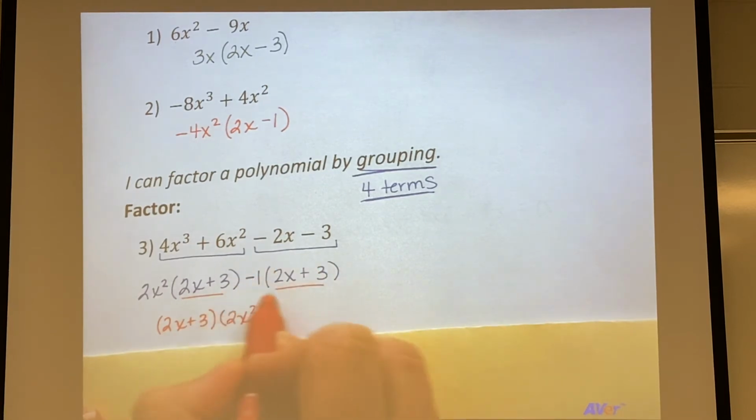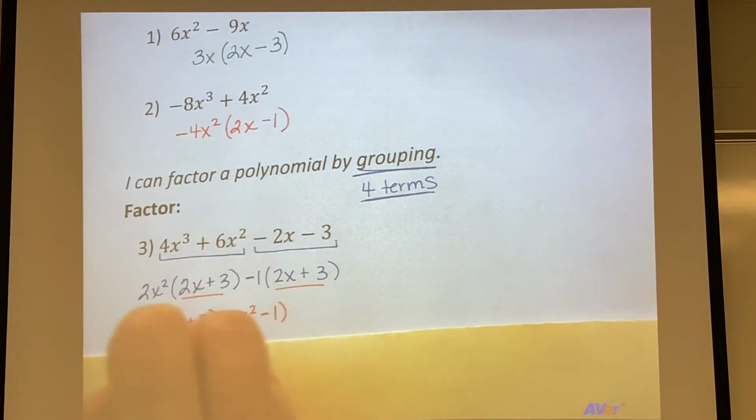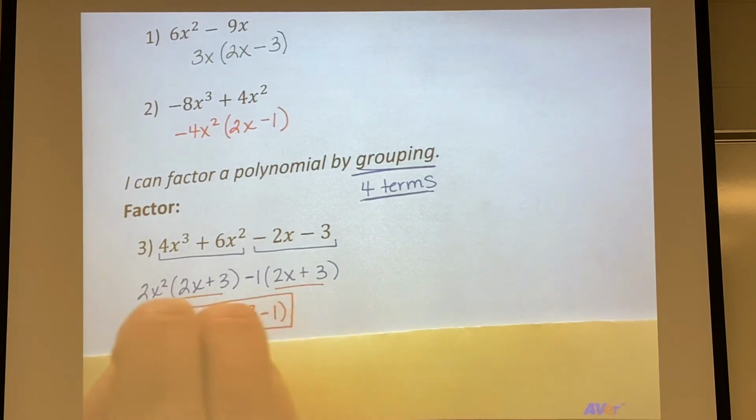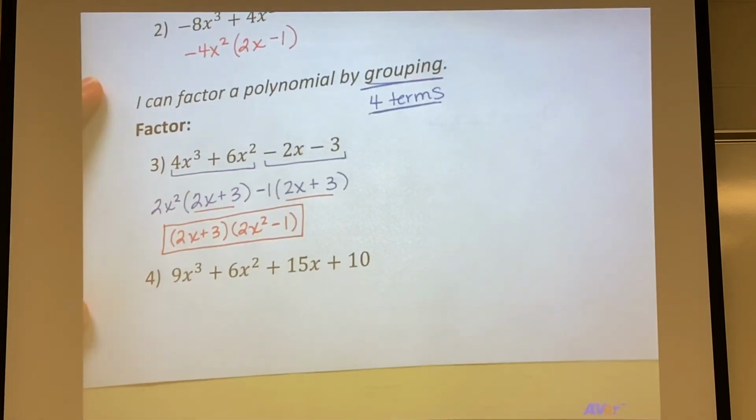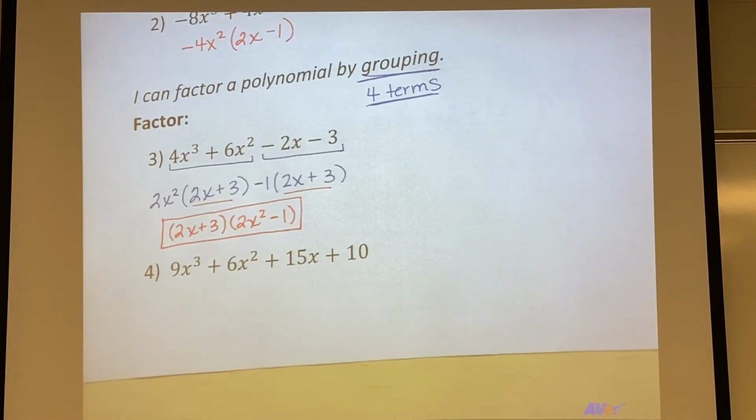What's left in our second term when you take out a 2x plus 3? A negative 1. And those two binomials are our final answer. So go ahead and give it a try on number 4. Write that down. Hit pause right now while you write it down.